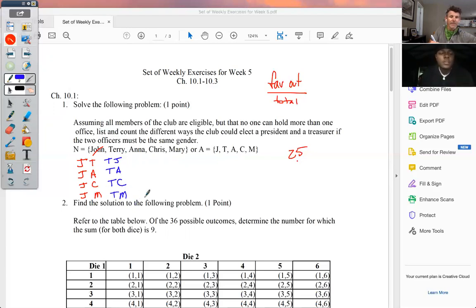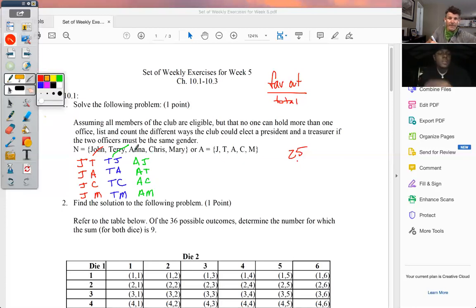So on and so on, and then it goes to Anna being the president. And go down the list. Don't get to the point where you're like, oh, I got it, because we need to see the sample space. We need to have it in front of us to do this question. So then it would be Anna, John; Anna, Terry; Anna, Chris; Anna, Mary. Good job.